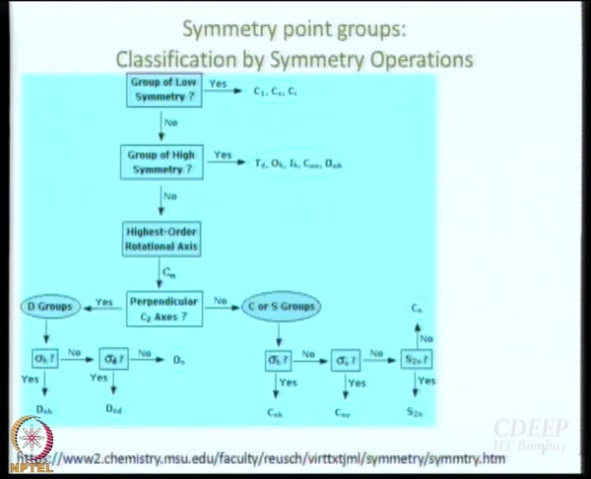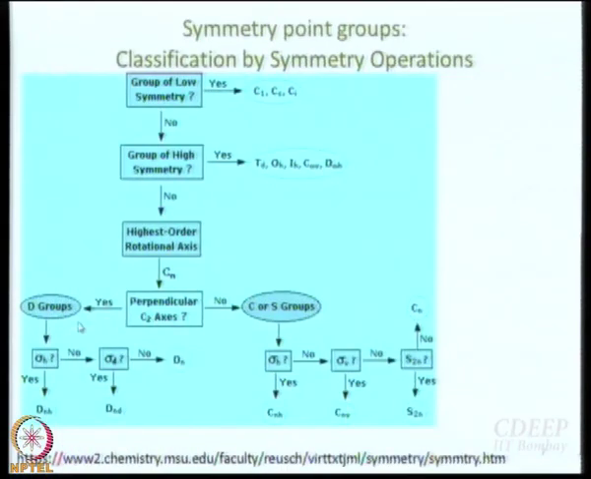Okay. And the next thing to ask is the other end of the spectrum. If it is not a group of low symmetry, is it a group of very high symmetry? We are going to discuss these groups: tetrahedron, octahedron, icosahedron, C infinity V, D infinity H. We will see what they are. They are special groups. Tetrahedron, icosahedron, octahedron have multiple principal axes of symmetry. And C infinity V and D infinity H are essentially linear molecules, with or without inversion symmetry.